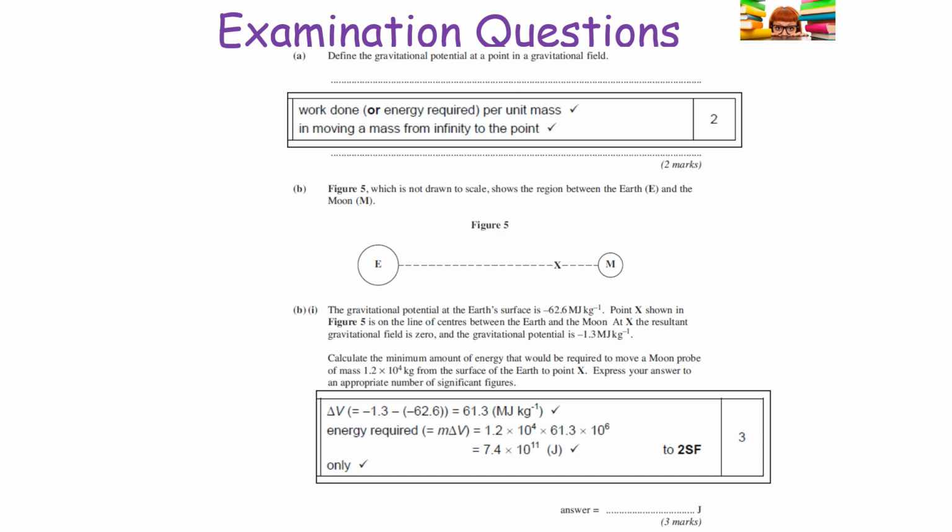Now again, remember, it asks you to write it to the appropriate number of significant figures. Now you'll notice that there is 3 in 62.6, 2 in 1.3 and 2 in 1.2 times 10 to the 4 in the values given in the question, and you always go to the lowest number of significant figures, so you'd write it to 2 significant figures only.